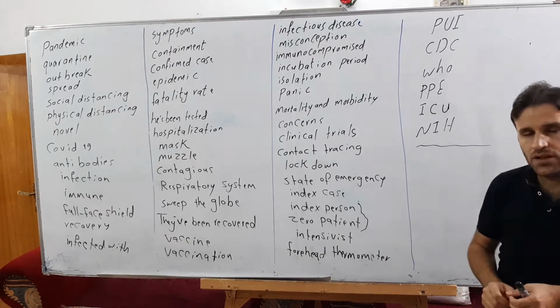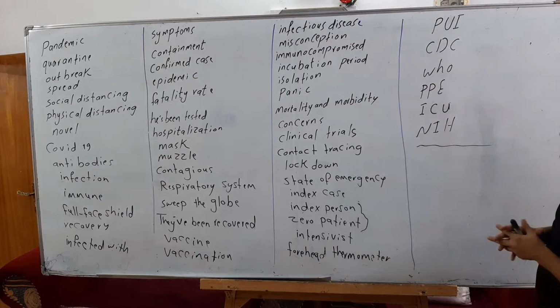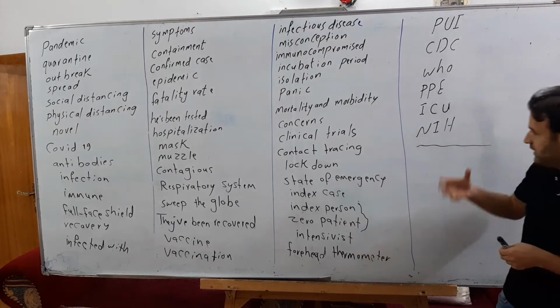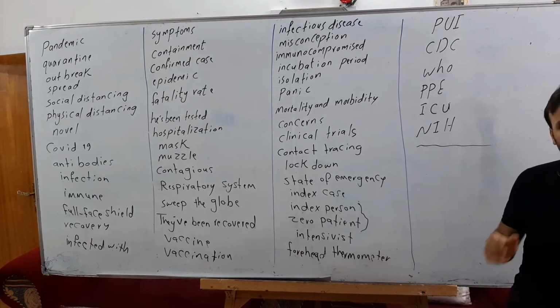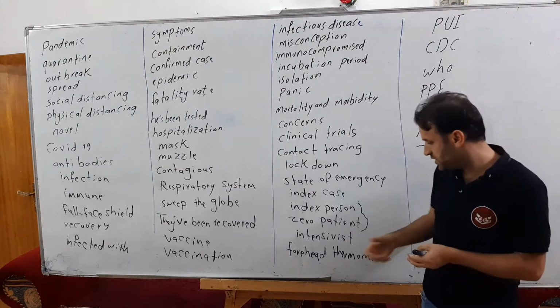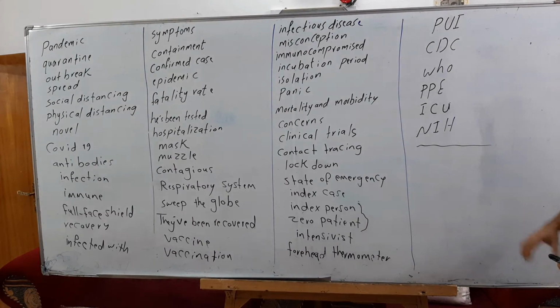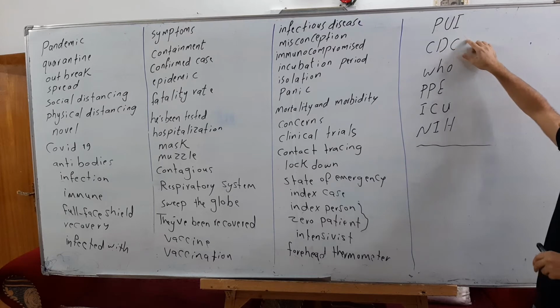Intensivist is a doctor that works يشتغل بالICU, an intensive care unit. A doctor that works in ICU we call it الدكتور اللي يشتغل بالعناية المركزة نسميه intensivist. Forehead thermometer اللي هو الجهاز device that can tell you the temperature degree درجة الحرارة. We have some abbreviation. عندنا بعض المختصرات نقول PUI, person under investigation, شخص تحت المراقبة.